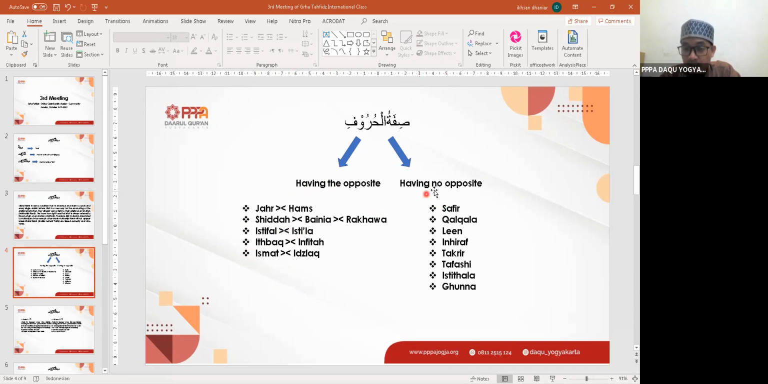And then on the right side, we got the sifatul huruf, or the Arabic letters traits, which has no opposite. Safir, qalqala, lean, inhiraf, takrir, tafashi, istitala, and ghunnah. So they all are 20 traits, 20 Arabic letters trait, or 20 sifatul huruf.